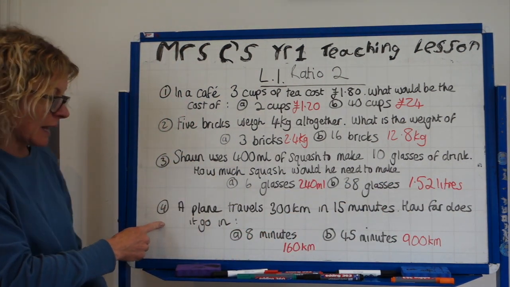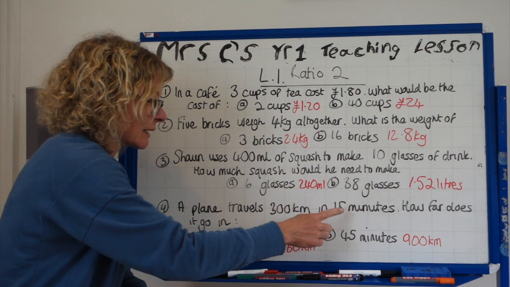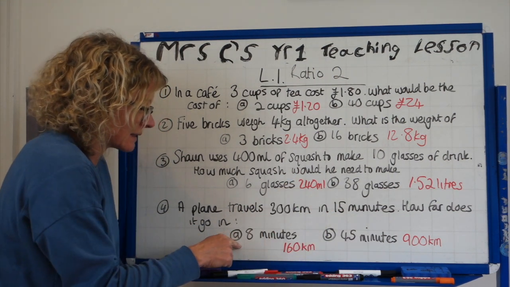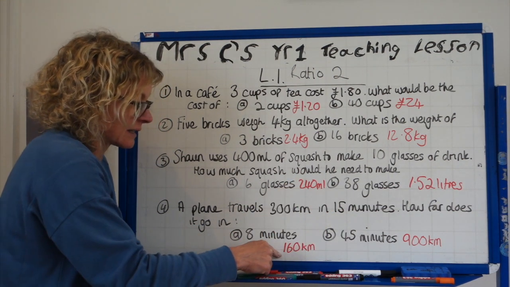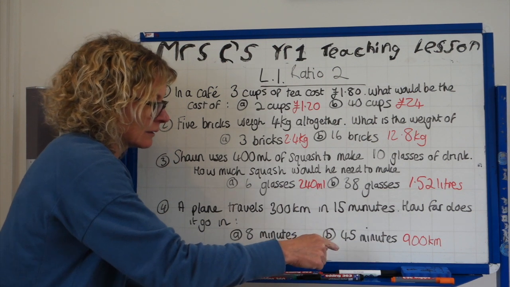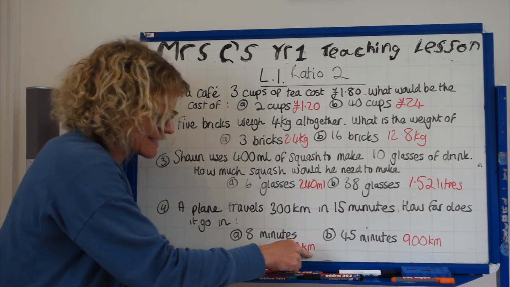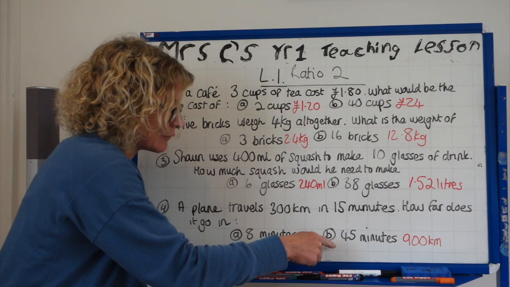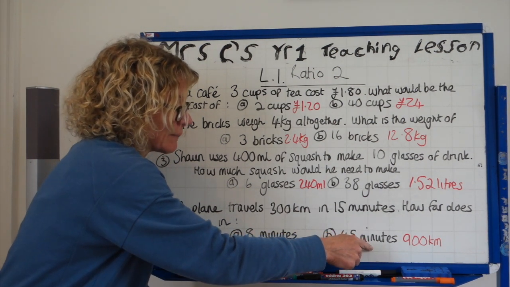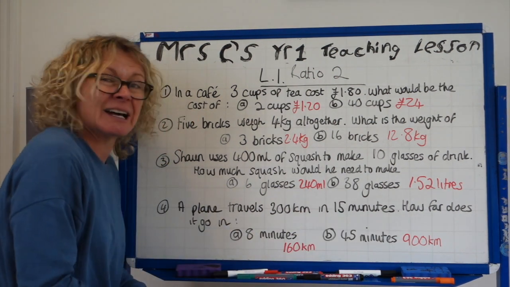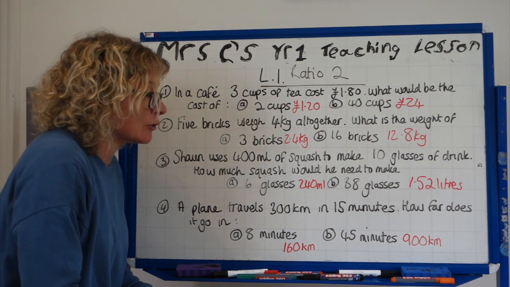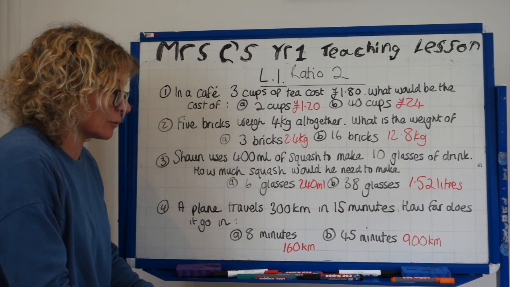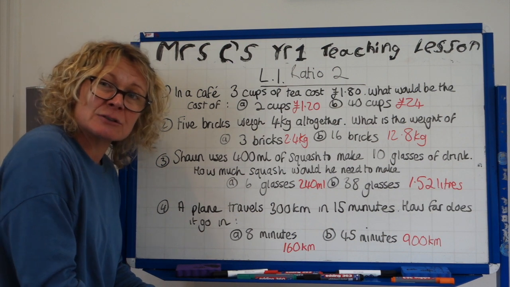Last one, a plane. Okay, you need to work out how far it travels in 1 minute and then times that by 8 to get 160 kilometres. And then for B, to travel 45 minutes, it is going to travel 900 kilometres. So that is a long way. Wow, nearly 1,000 miles.